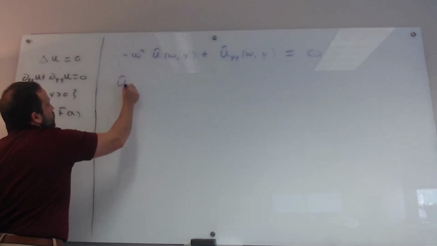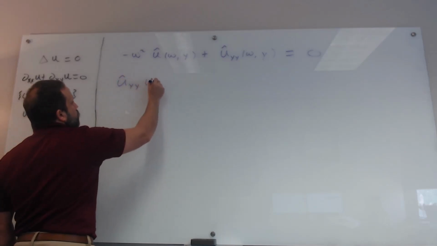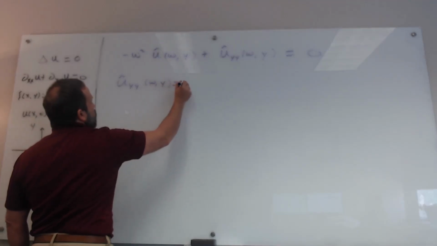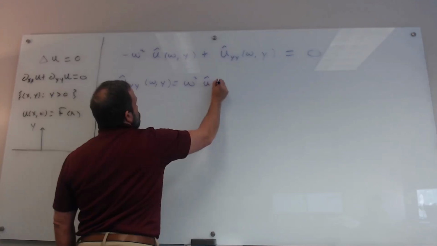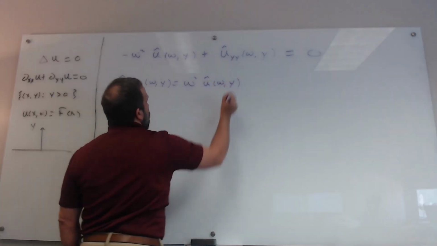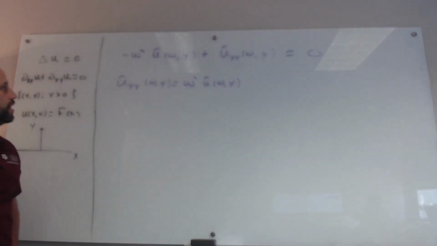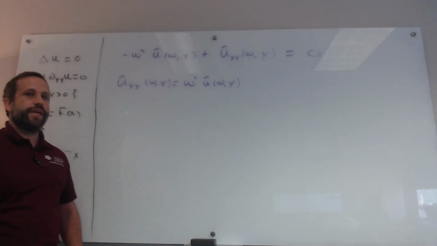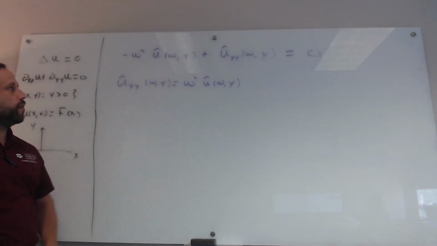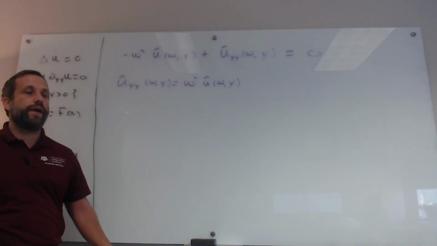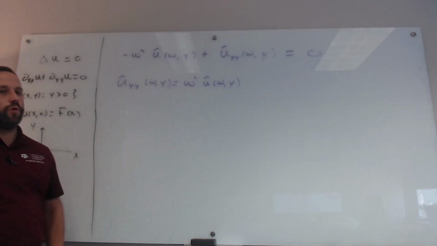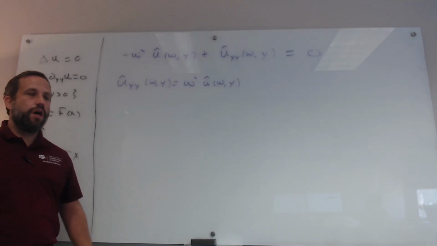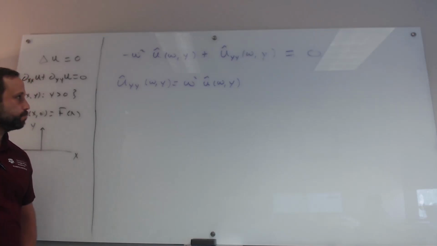Okay, so now we can rewrite this, and we get the double y derivative of u hat of omega, y is equal to omega squared times u hat of omega, y. Now remember, the variable in which we are doing the differentiation is the y variable, not the omega variable. So as far as y is concerned, omega is a constant. So this is a second order differential equation. I will pause for a moment while you think about what the solution to this equation is.